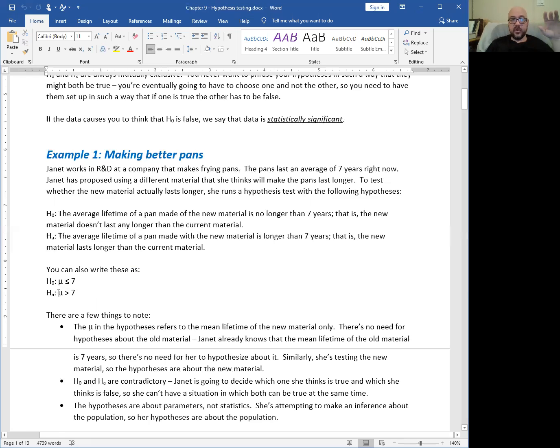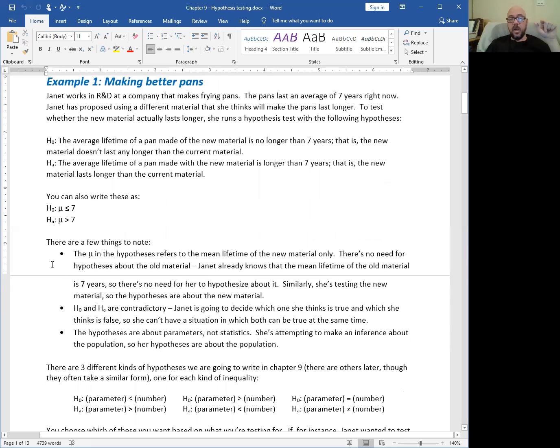That's true for every parameter. Every hypothesis test you ever do will be about some parameter. There will never be one about a statistic. We are going to use a statistic, but we're going to use it as our representative of the parameter, essentially.